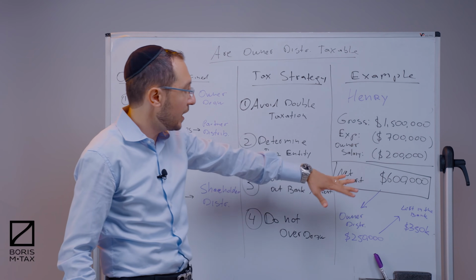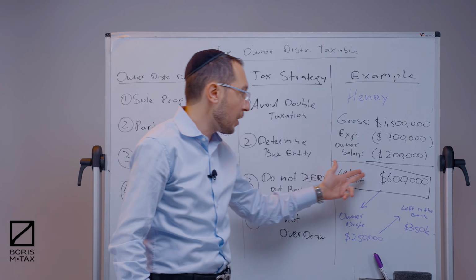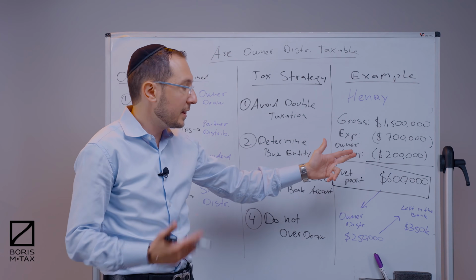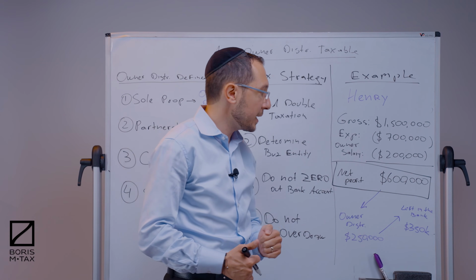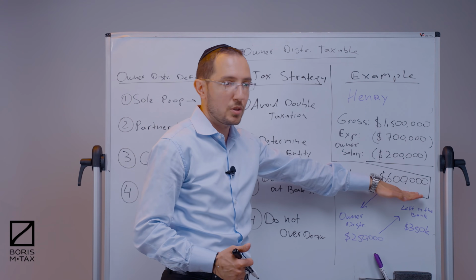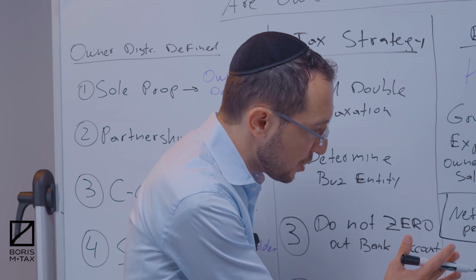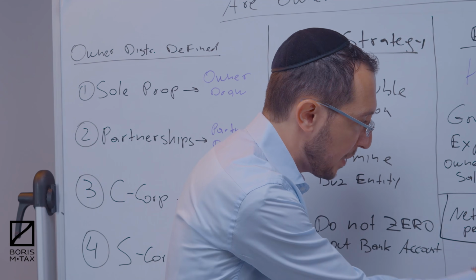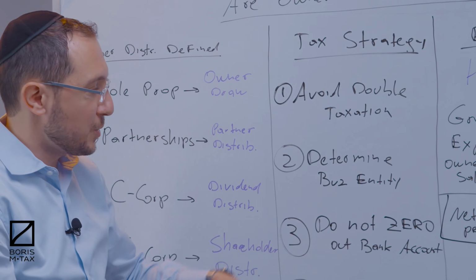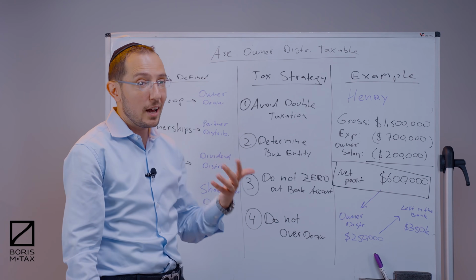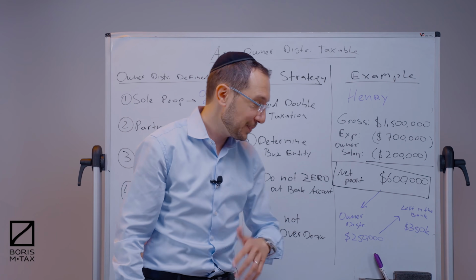And that's exactly Henry's situation. Henry has a net profit of $600,000. At the end of the year, he's going to pay tax on $600,000, regardless of how much money he took out as owner distributions, regardless of how much money was left in the bank account. And you do not need to zero out your bank account. That's just not how the mathematics work on this thing.